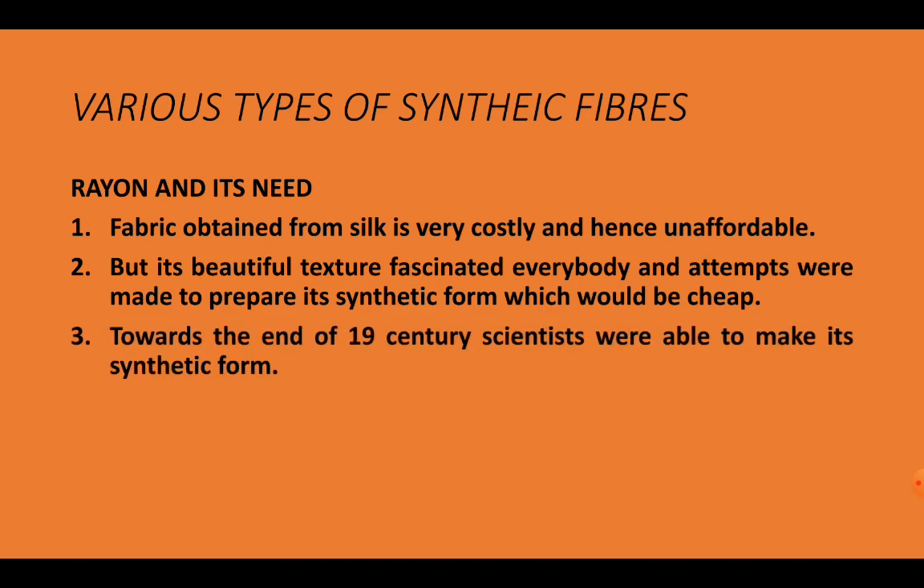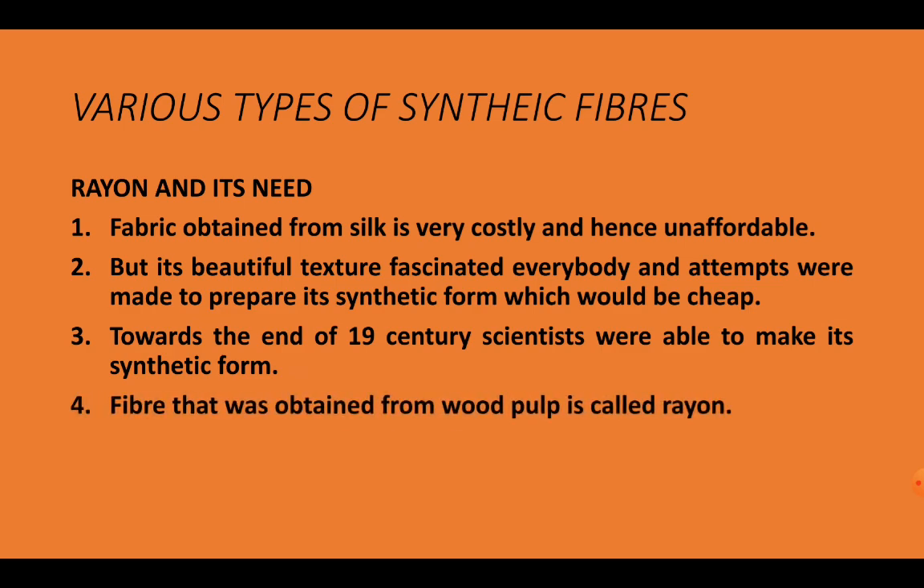And towards the end of the 19th century, scientists were able to make its synthetic form, and the fiber that was obtained from wood pulp is called rayon. It resembles silk, but it is obtained from a natural source, which is wood pulp. Hence it is not purely synthetic, but it is human made.